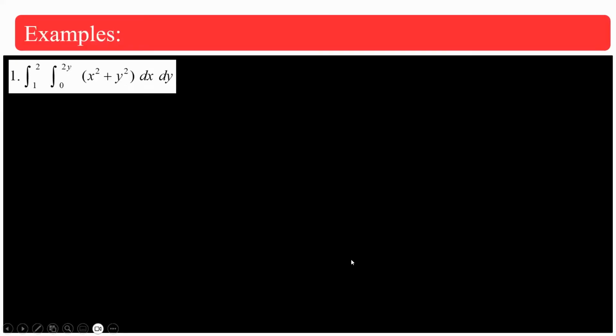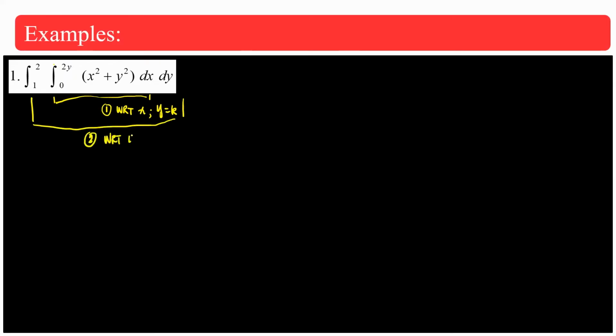So let's just go to some examples. So in this case, that means we'll start doing the inside. For the inside, this is the first one. What would be the constant? This one is done with respect to x. Therefore, y is treated as a constant. And then next, I'll do the outermost or the outer integral. This one, number 2, is with respect to y. Therefore, the constants are the real constants.